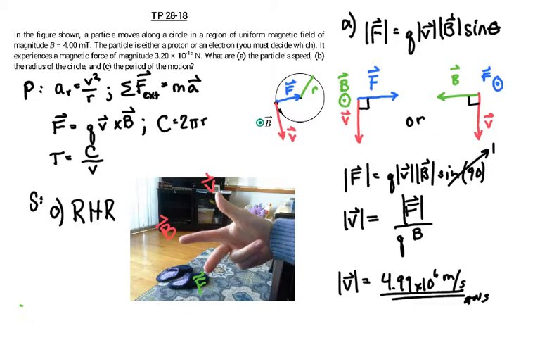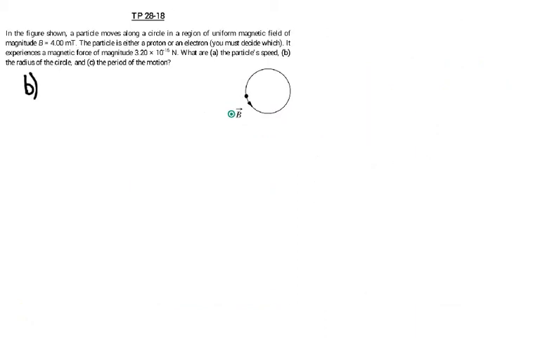Alright, let's move on to part B. Part B asks us to calculate the radius of our circular path. Now I'm going to give you a quick hint. Remember that we are working with a particle in uniform circular motion. So I want you to first draw a free body diagram of our particle as it's going through uniform circular motion. And once we've done that, we'll come back to our Newton's second law analysis after.